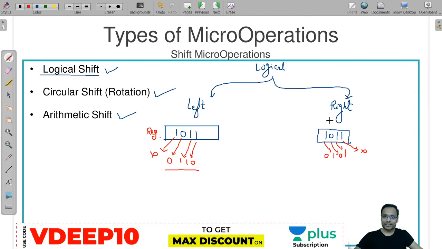So what will be the answer after a right logical shift on this 1011? The answer will be 0101. That's very simple. Okay, so if logical shift is clear, remember that one bit will be discarded and another new bit will be added. That will always be 0, whether it is left shift or right shift.